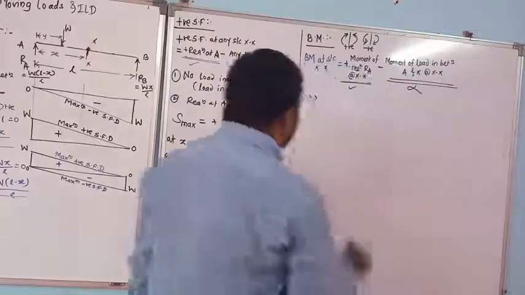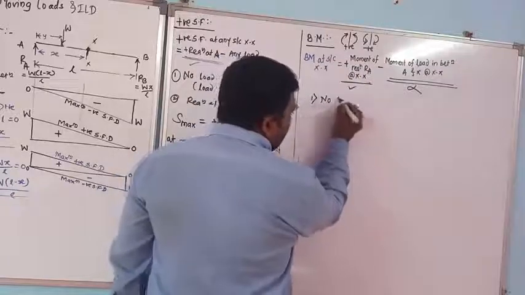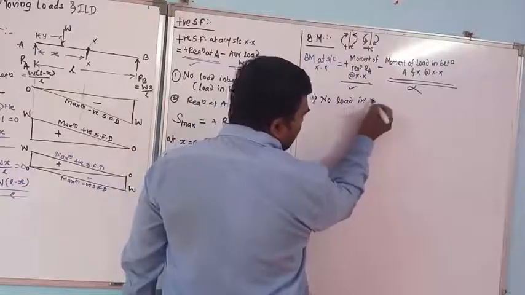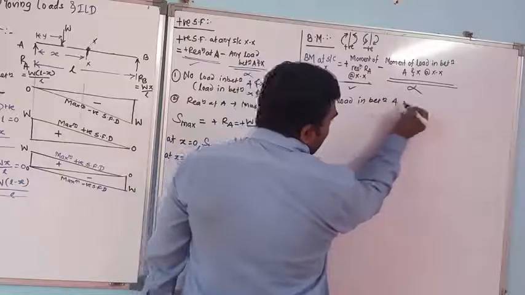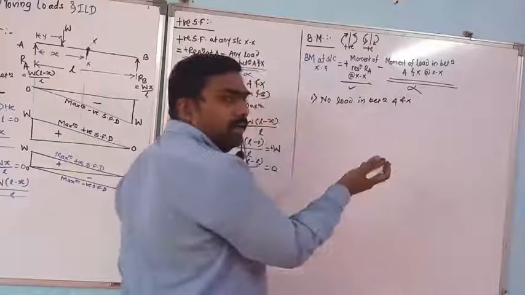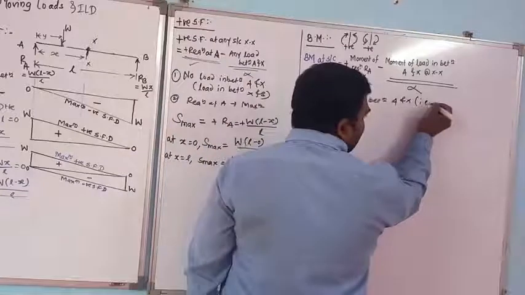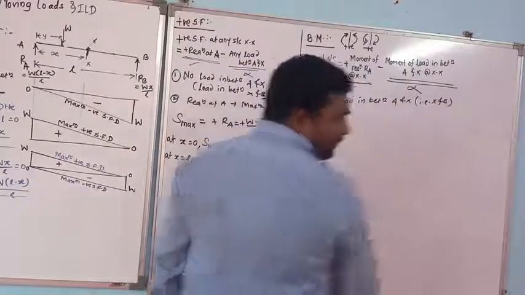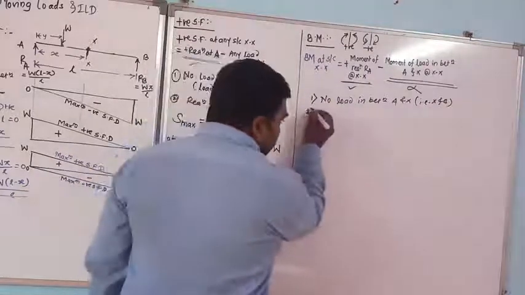So the condition was like that: no load in between A and X. Then where should the load be? Then it should be in between X and B.